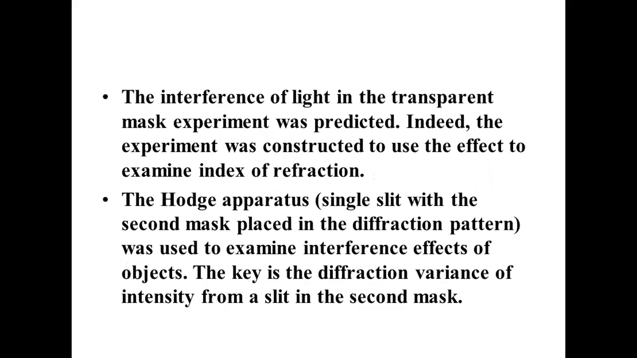The interference of light in the transparent mass experiment was predicted. Indeed, the experiment was constructed to use the effect to examine the index of refraction in papers. The Hodge apparatus, a single slit with the second mass placed in the diffraction pattern, was used to examine interference effects of objects. The key is the diffraction variance of intensity from the slit in the second mass.